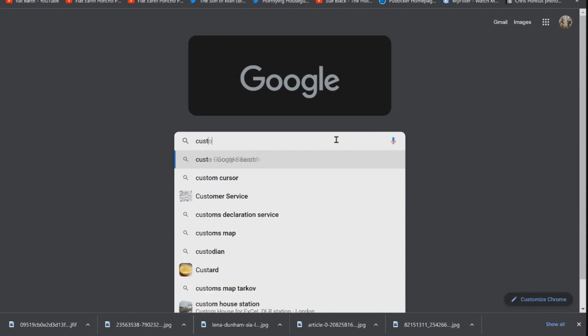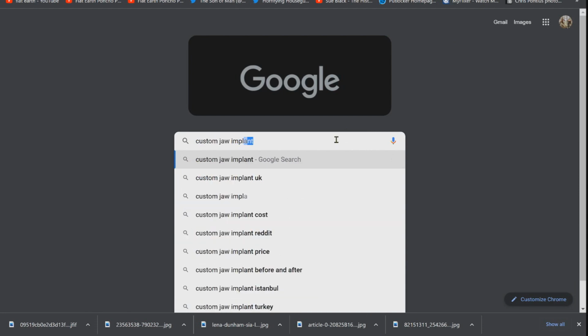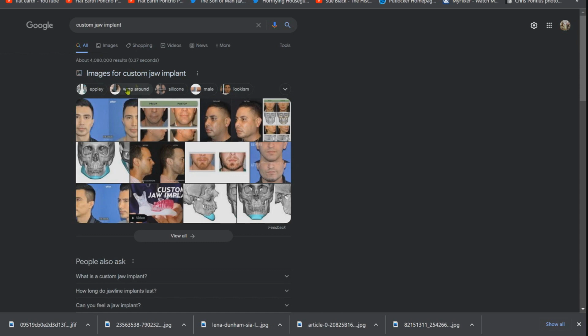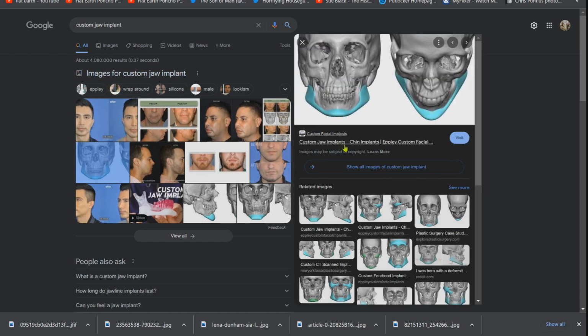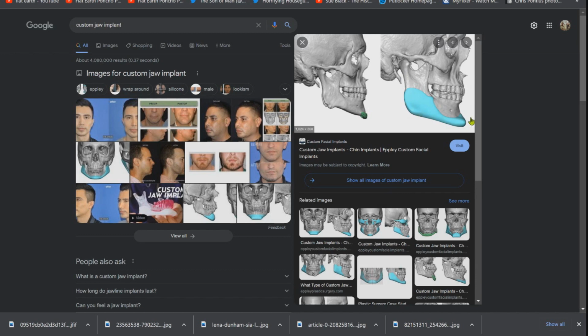custom jaw implant, custom jaw implants. There you go. Custom jaw implant. Oh, there you go. It will show it. These are all the different types of add-ons you can get. Accessories. The extended winkle picker chin. The straightening of the jaw or the flattening of the jaw. Feminizing of the jaw.